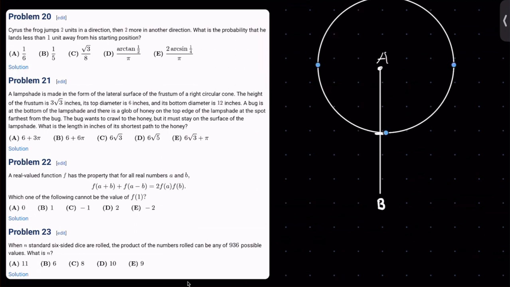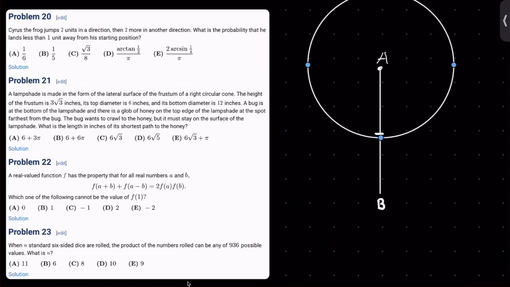Let me slightly make it look more like a circle. As long as when we jump back to a point, let's say C, he's inside the circle or on the edge of it, then he'll be at most 1 unit away, which is what we want, right? So let's draw this. Note that it can be on both sides. Let's call this C prime.